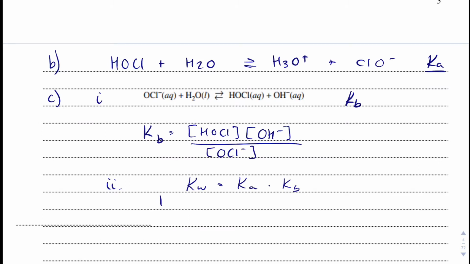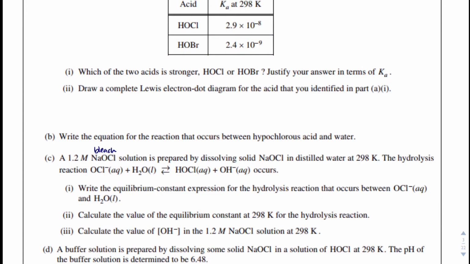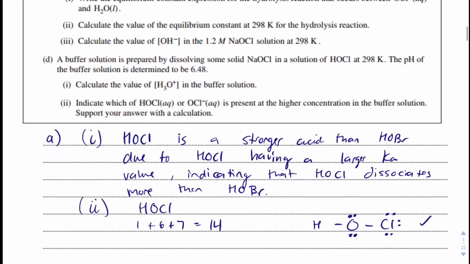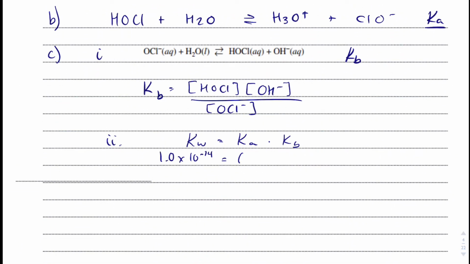We know that Kw is 1.0 times 10 to the minus 14. The Ka was given all the way up here as 2.9 times 10 to the minus 8. So we can get Kb. So we'll divide each side by 2.9 times 10 to the minus 8. And when we do that, we get 3.45 times 10 to the minus 7 as our Kb.